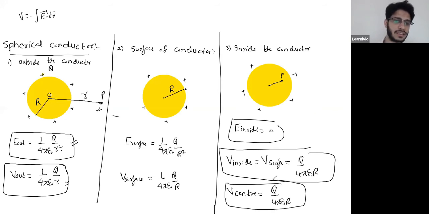I'm not deriving that result. You have to remember that potential is the same throughout the body. On the surface and inside, the potential has the same value. That was property number 5th or 6th, I guess. Let's rub it and move on to the next question.